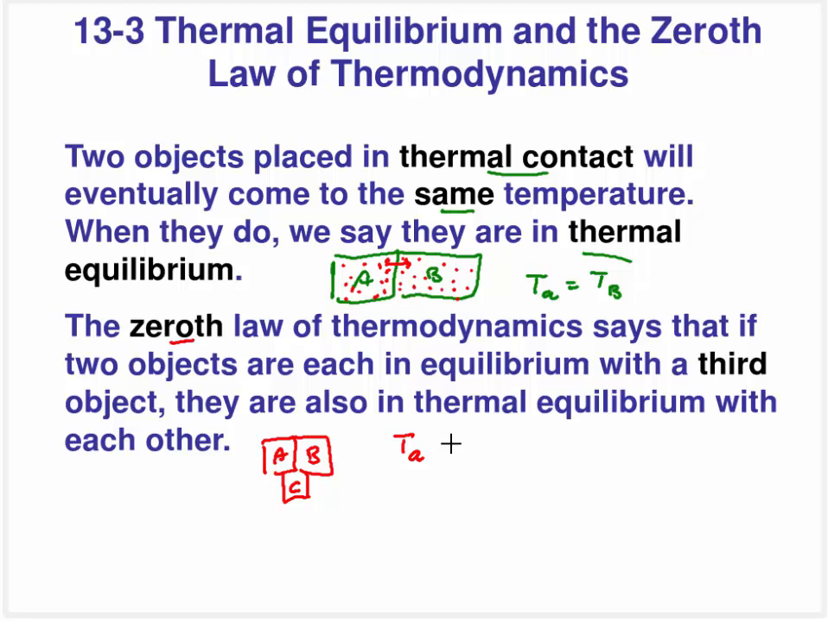So kind of written out, if the temperature A is equal to the temperature at B, and the temperature at B is equal to the temperature of C, then what we can deduce from that is the temperature of A is equal to the temperature of C. It almost seems too easy.